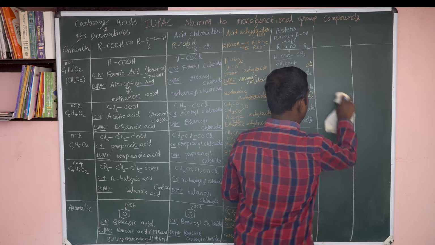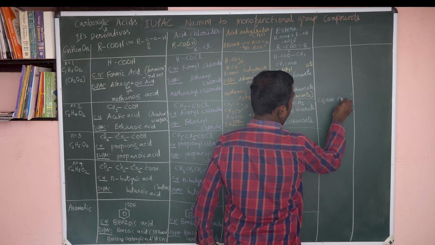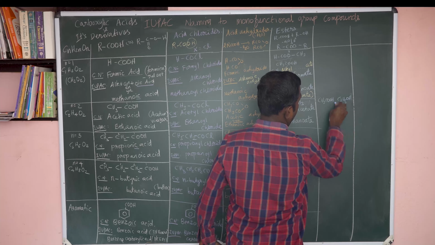I write one more ester. The ester formed from acetic acid and ethyl alcohol, C2H5OH. What will be the ester?